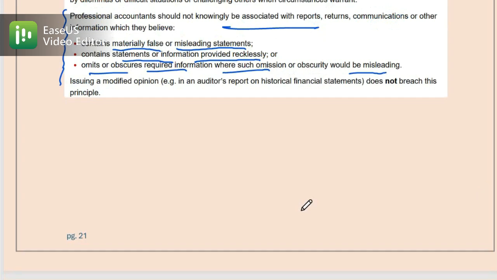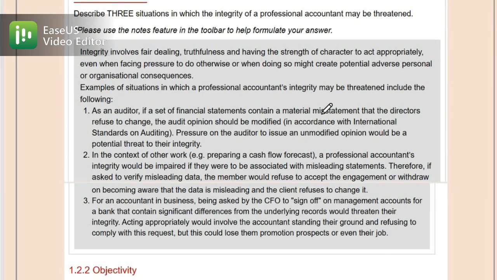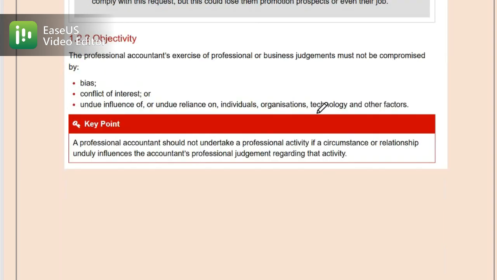Clear? So what is the important point here? Issuing a modified audit opinion doesn't breach integrity. Actually, it's the opposite. It shows integrity. You are telling the truth about the problem rather than hiding it. Clear? So this is about integrity. You have to read it by yourself.